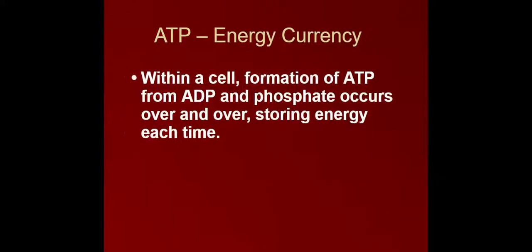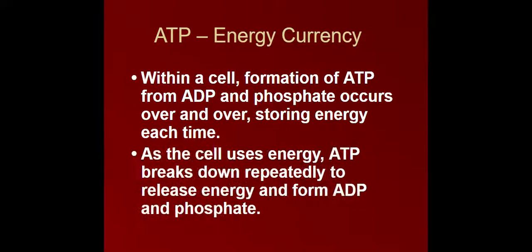We're now going to look at the structure of the mitochondria. Okay, last video we looked at ATP, and here's just a few notes to recap. Within a cell, formation of ATP from ADP and phosphate occurs over and over again, storing energy each time. As the cell uses energy, ATP breaks down repeatedly to release energy and form ADP and phosphate.